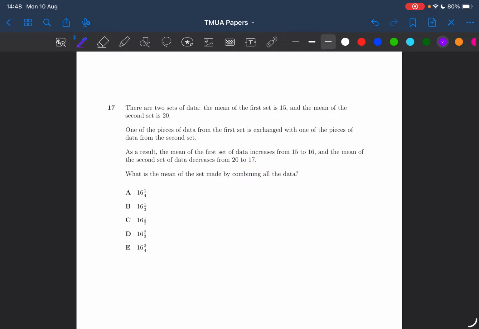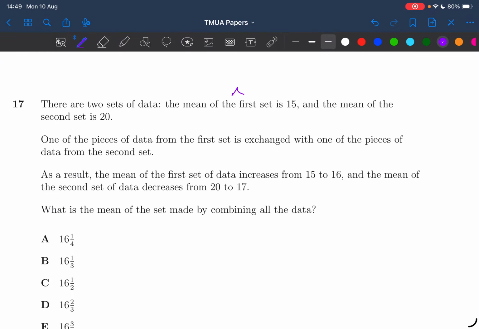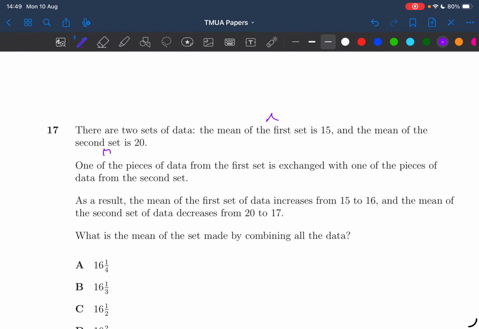Okay, so we can write some stuff about the first one then. We know the mean is 15. So let's say that there's n of them, and there can be m of the other one. So what we can say is that 15 times n is the total. That can be total 1. And the second one then will have the same thing, but total 2 will be equal to 20 times m. They then do the rearrangements, don't they?